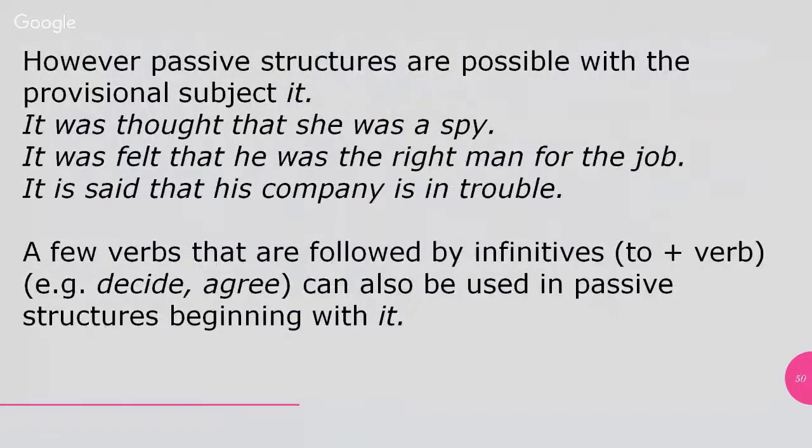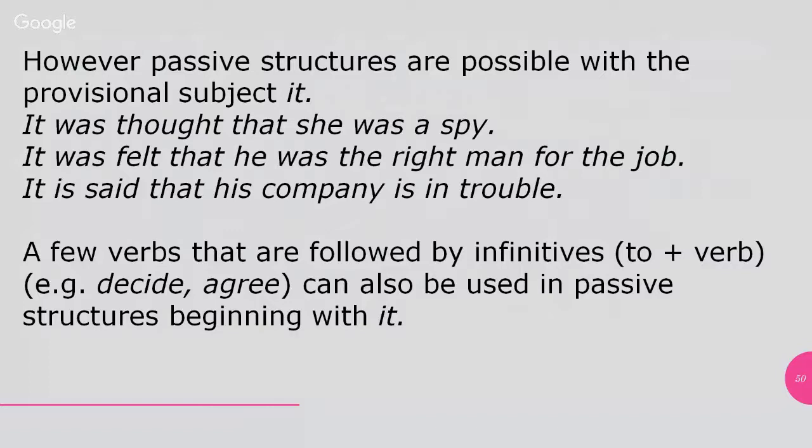However, passive structures are possible with the provisional subject it. It was thought, in that kind of sentence we can make a passive. It was thought that she was a spy. It was felt that he was a right man for the job. It is said that his company is in trouble.